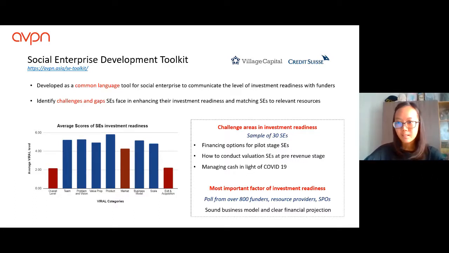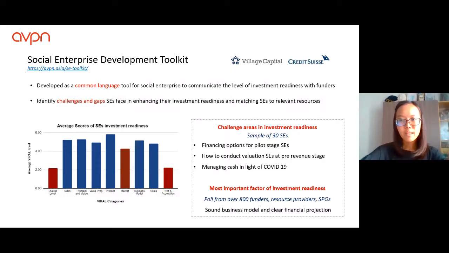And as you can see in the chart, we have collected responses from the social enterprises, and the majority of the enterprises in this room today are raising early stage investments with an overall investment readiness ranging around 2 to 3. We also have a handful of enterprises in the growth stage as well. Most of you have identified market and exit and acquisition as 2 of the lowest levels of investment readiness. Common challenges that we have identified from your responses include financing options for early stage enterprises, conducting valuation, and managing cash flow in light of the current COVID-19 situation.